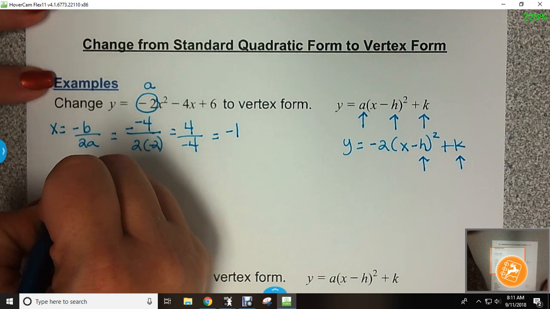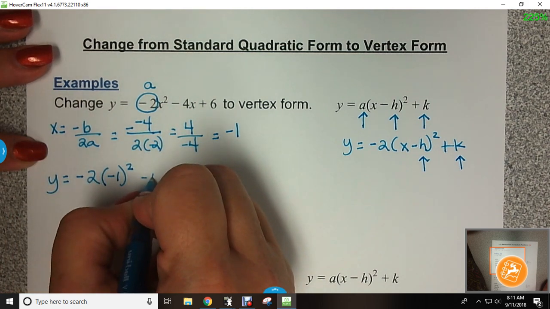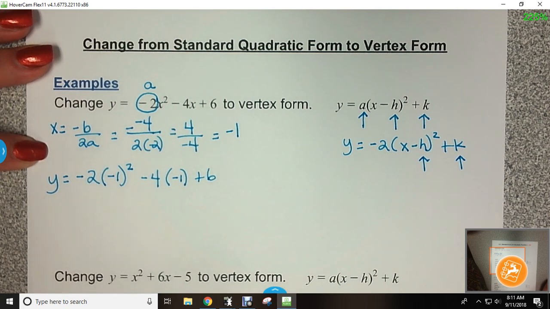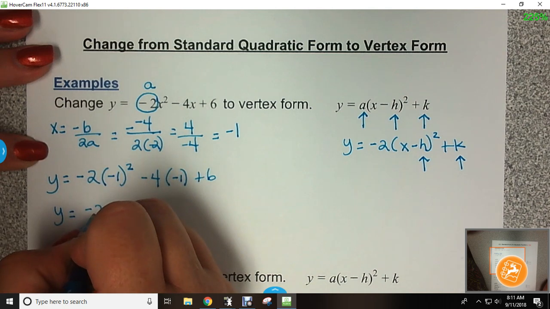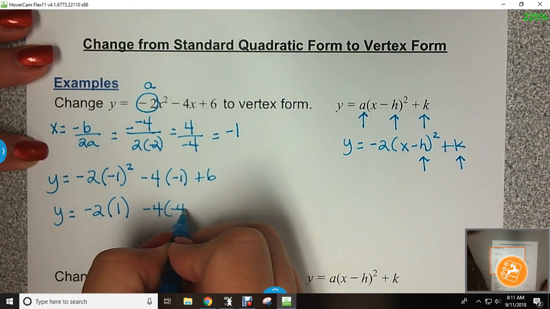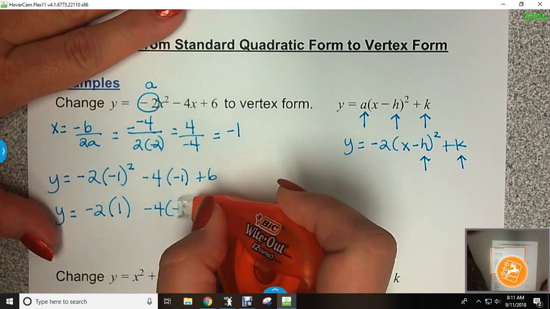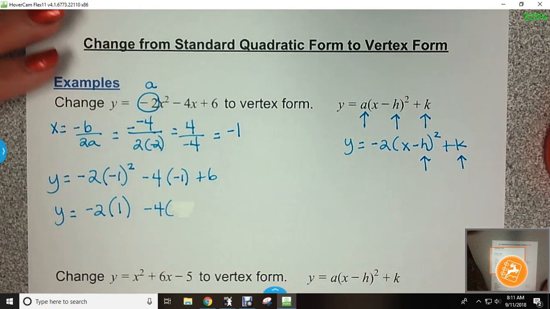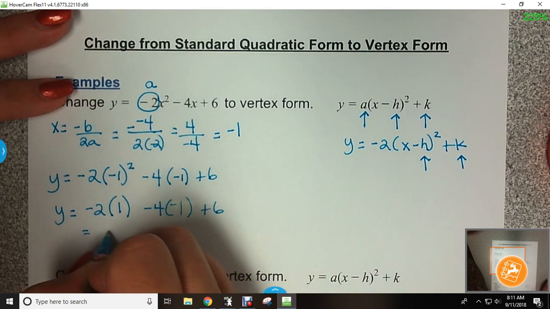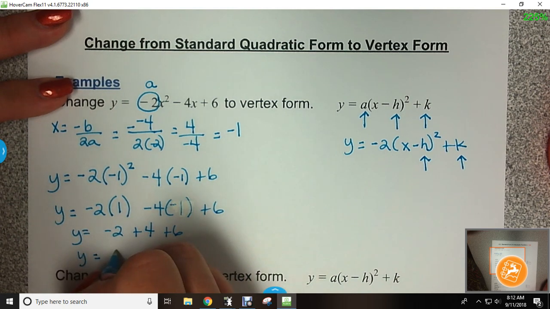To find the y part of the vertex, I'm going to plug that in. So that's going to be negative 2 times negative 1 squared minus 4 times negative 1 plus 6. All I did was plug a negative 1 in for each of those x's. And now I've got to simplify it. So y equals negative 2 times, now, when I square a negative 1, I get 1. Just going to bring everything else down. Oops, let me fix that right there real quick. That is a negative 1 right there, not a negative 4. Alright, so that gives me y equals negative 2 plus 4 plus 6, so y equals 8.